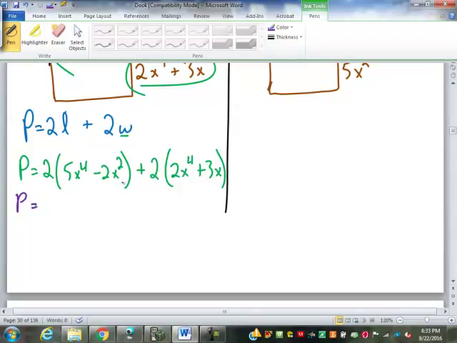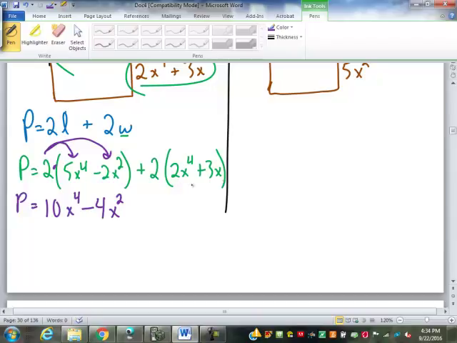So again, the first set of parentheses, can I combine the 5x to the 4th minus 2x squared? No, why not? They don't have the same power on the variable, so it's not the same name. So since I can't combine them, I have to look to see if there's anything I can do to the whole set of parentheses. And that's the times 2. 2 times 5x to the 4th, 10x to the 4th. 2 times negative 2x squared, negative 4x squared.